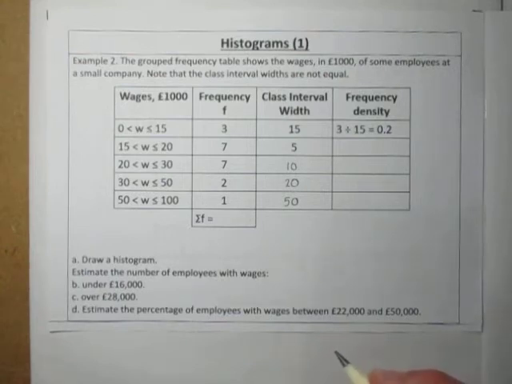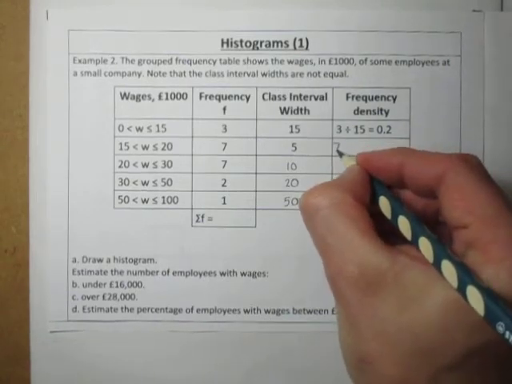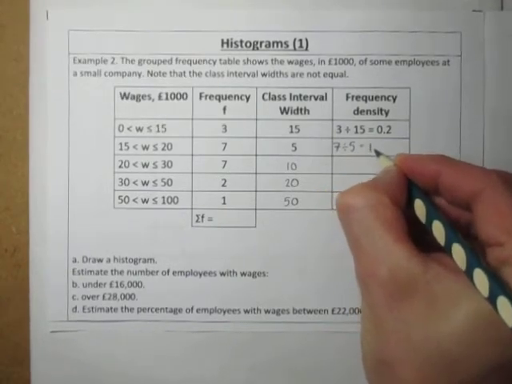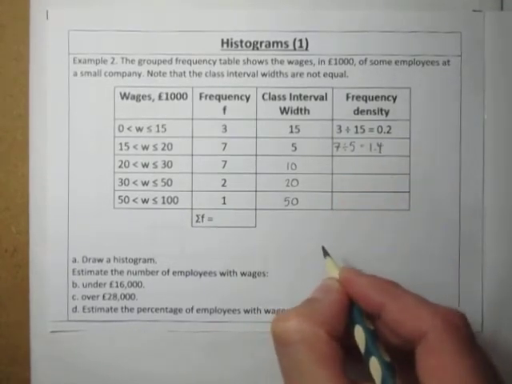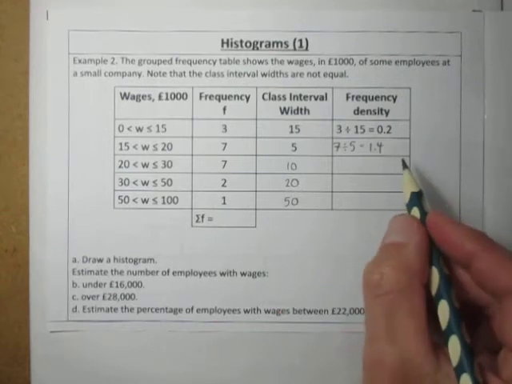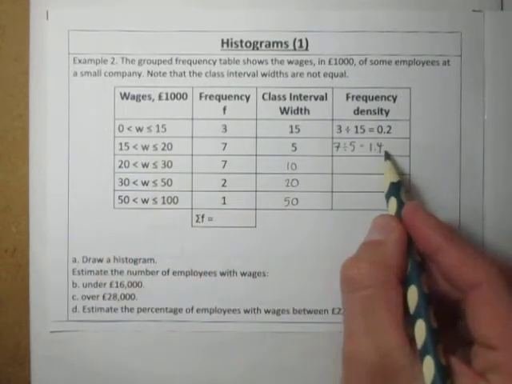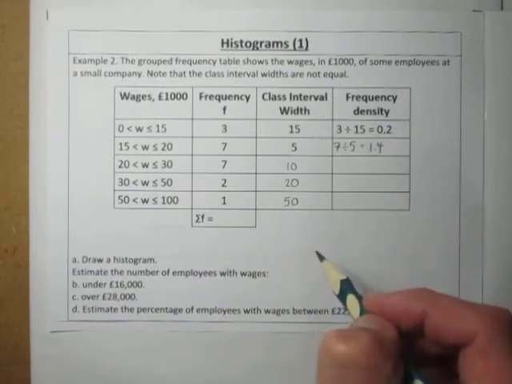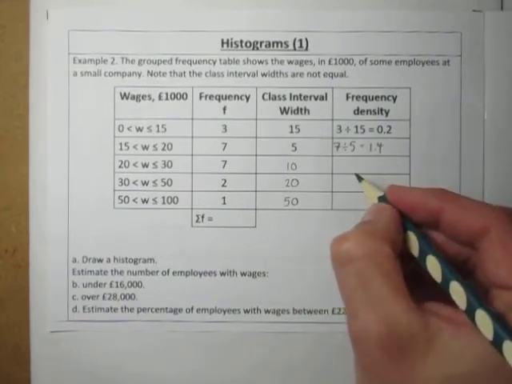Now that we've calculated the class interval widths, we can calculate the frequency density: frequency divided by the class interval width. So here we have 7 divided by 5, which is equal to 1.4. Which means the frequency density for this group is 1.4, compared with the frequency density for this group, which is 0.2. And we do that for each group in turn.